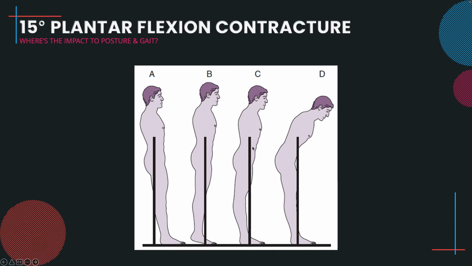So this person decides to compensate differently. This person is using some slight trunk flexion with knee hyperextension to be able to help compensate for the lack of dorsiflexion here. And finally, our guy in picture D gives us a little bit more forward trunk lean while maintaining a relatively normal knee position.